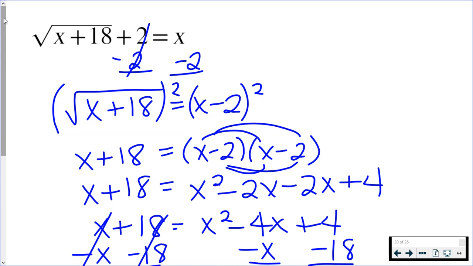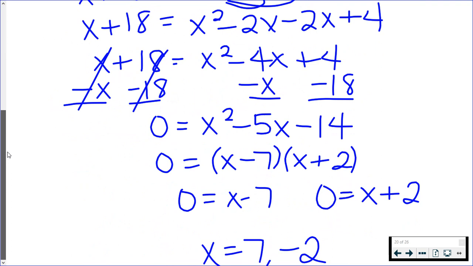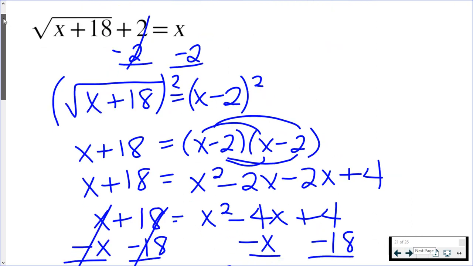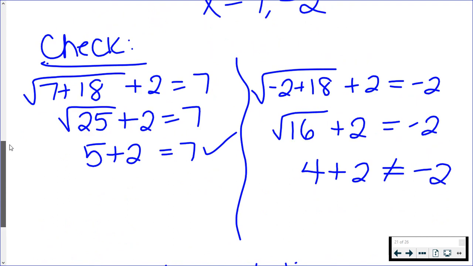So what I would love is if you pause the video and try that yourself. We are plugging 7 and negative 2 in. Just leave the equation as is and simplify whatever you have on the left and see if it equals the right. So here is my work when I checked. When you plug in 7, you eventually end up doing 5 plus 2, which is equal to 7. But when you plug in negative 2, you end up doing 4 plus 2, and that is definitely not equal to negative 2. So we have a conclusion here that both of these are not the answer.